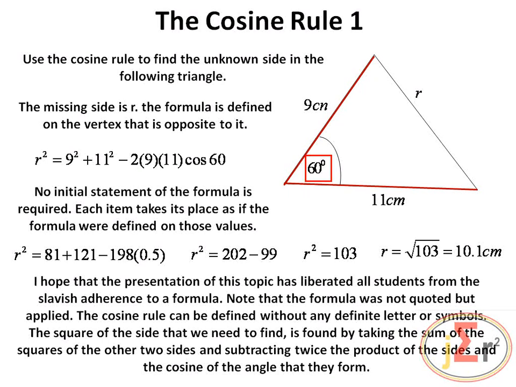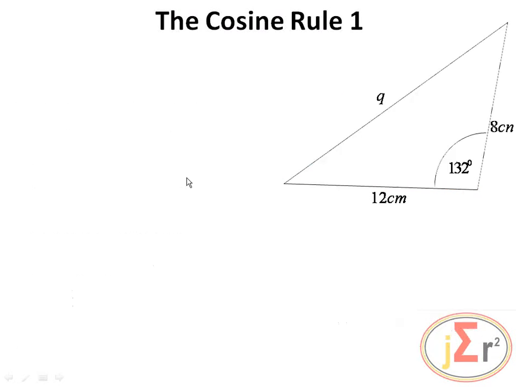If we are going to find r, r squared is equal to the sum of the squares of the two sides that form the angle, minus twice the product of the two sides and the cosine of the angle that the two sides form.